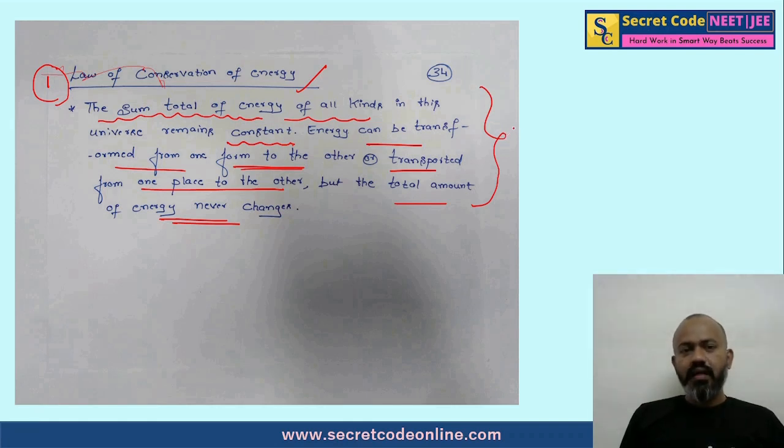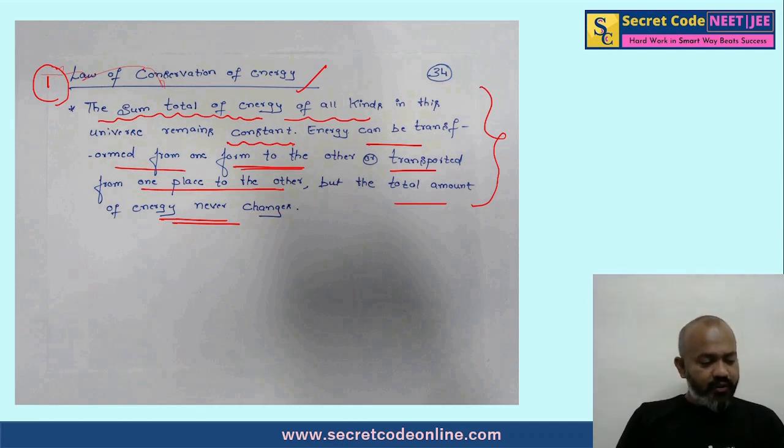In simple words, we can say energy can neither be created nor destroyed. Only what we can do is convert the energy from one form to another form, or transport the energy from one place to another. But we cannot create energy or destroy energy. That is the reason the total amount of energy never changes, it will remain constant. That is what is known as conservation. Conservation of what? Conservation of energy, because energy will remain constant.